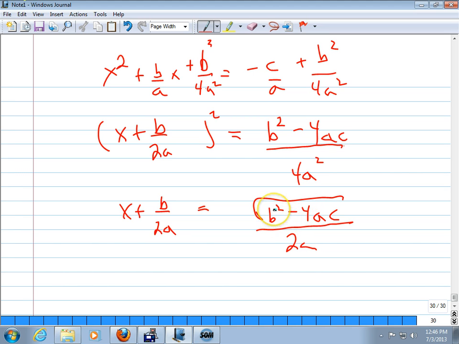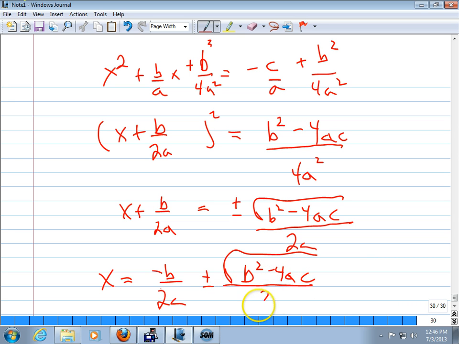Now be careful. What's the square root of 4? 2? No. What's the square root of 9? 3 or negative 3. Oh, don't forget, plus or minus. A positive root and a negative root, right? All right, one more step to get x alone. What do you do? How do you get rid of this? Subtract. So x equals negative b over 2a plus or minus the square root of b squared minus 4ac all over 2a. Does that look familiar? That's the quadratic formula, isn't it? We just derived the quadratic formula from scratch.